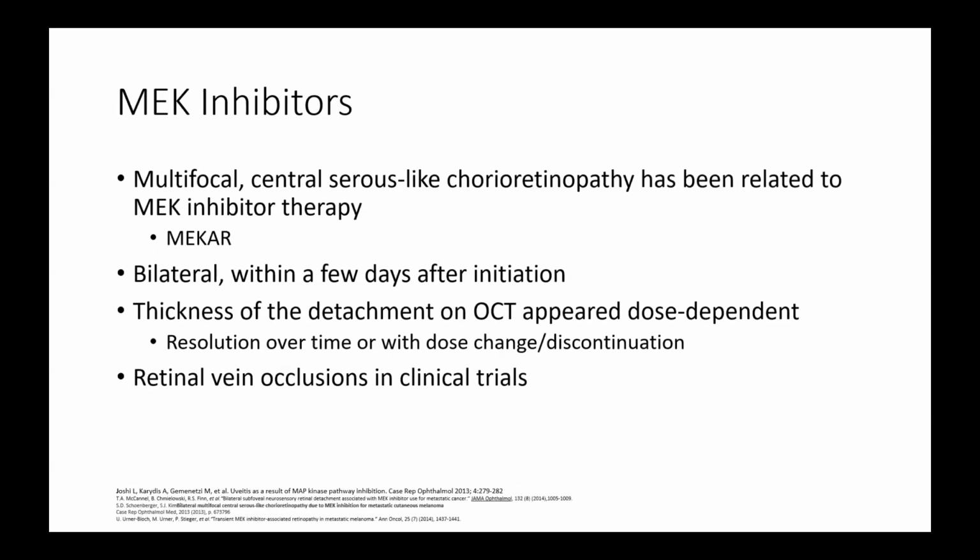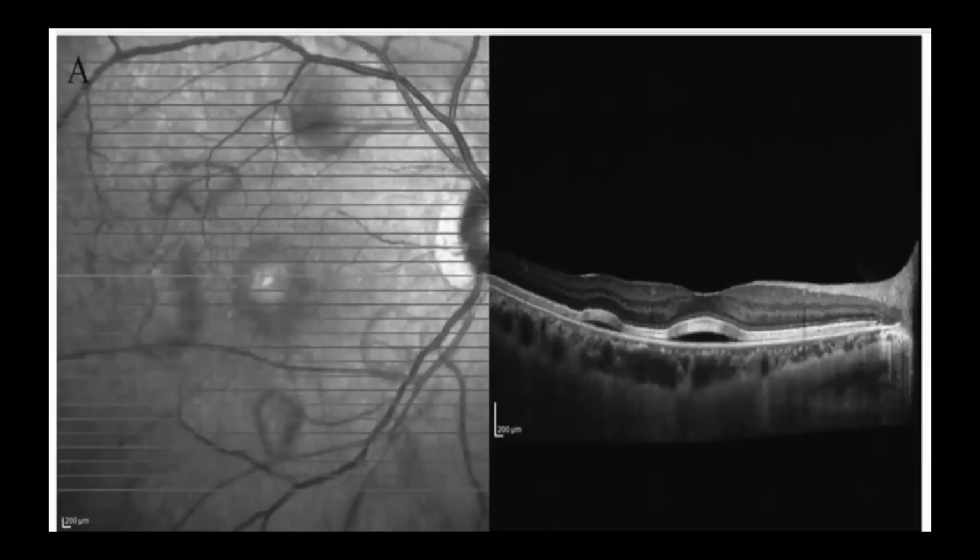MEK inhibitors cause a completely different pathophysiologic response. And so multifocal central serous-like chorioretinopathy has been reported and is called MECAR. It's bilateral and it's usually within a few days after the initiation of the drug. The thickness of the retinal detachment on OCT, and they are multifocal, appear in a dose-dependent manner, which resolve over time, normally without dose change or discontinuation. But also know that you should be conducting DFEs, dilated fundus exams, to look for retinal occlusions as well. Here's a picture of a patient with MECAR.